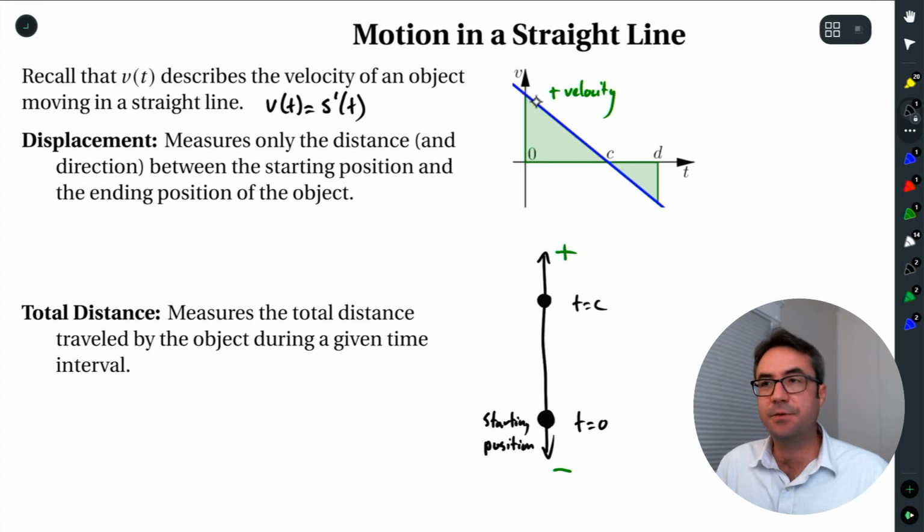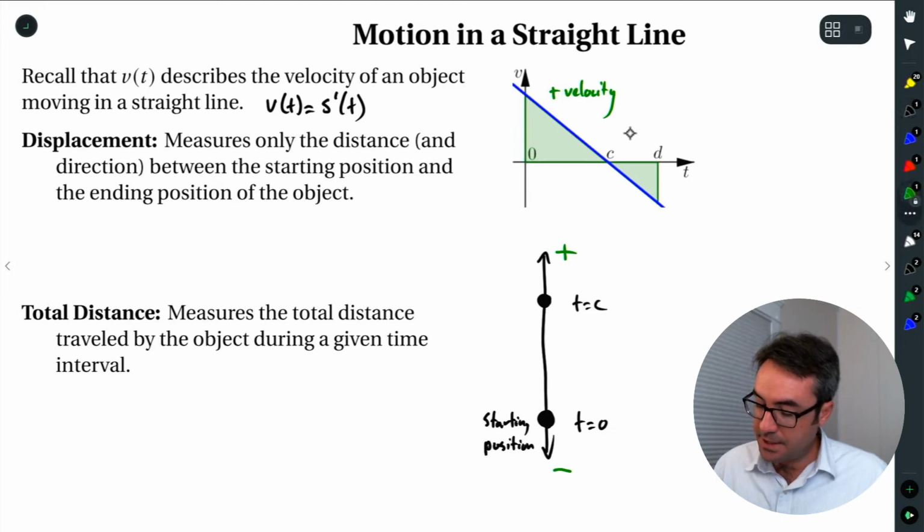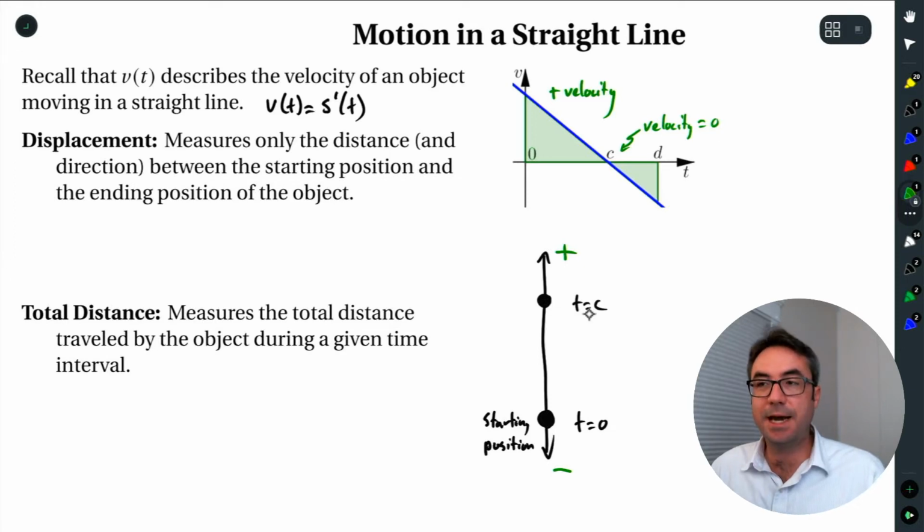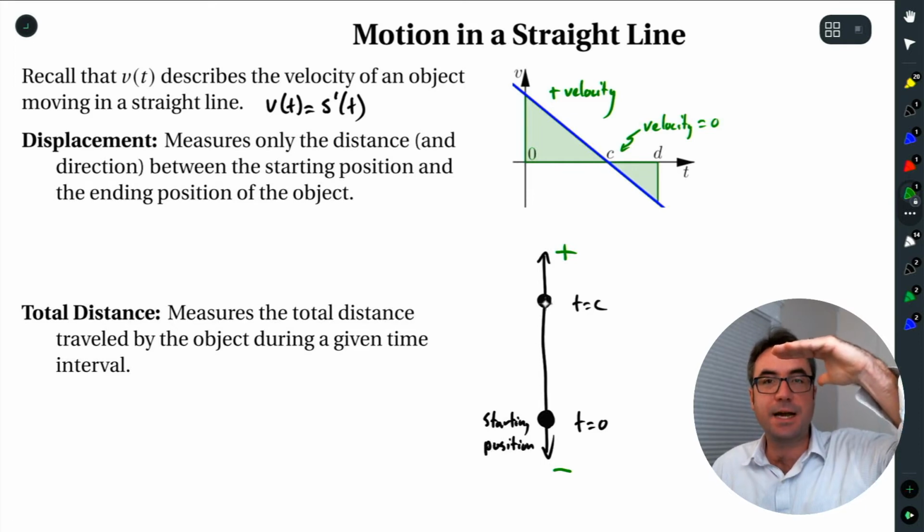Let's look at the graph here. Our velocity is still positive, but it's less and less and less. So our object is slowing down. It's still moving up, but it's slowing down. And then at time c, what happens? Our velocity becomes 0. So at t equals c, our object has been moving up and up and up, slowing down, and then at t equals c, it stops. It reaches a high point.